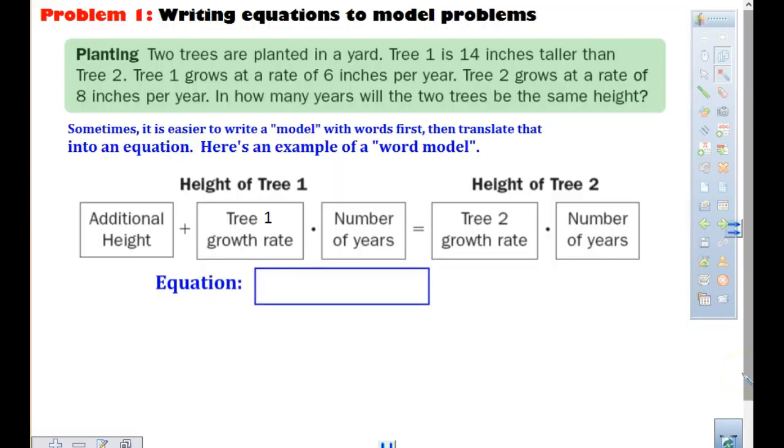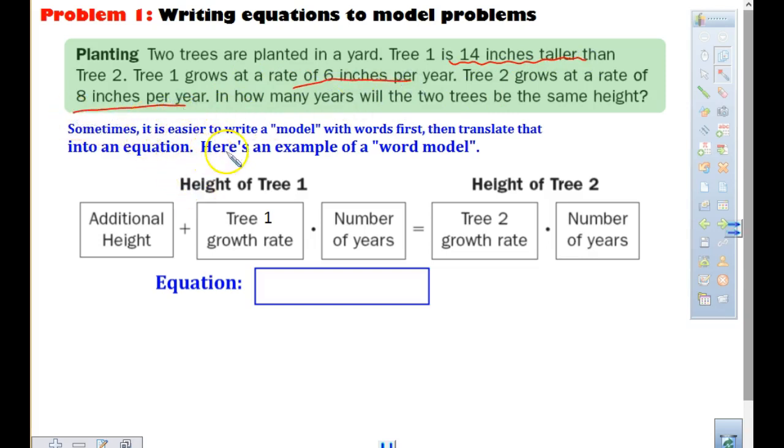So, we're going to look at this situation on the top of the next page. Zach, would you do me a favor and read about the trees for us, the planting? 2 trees are planted in a yard. Tree 1 is 14 inches taller than tree 2. Tree 1 grows at a rate of 6 inches per year. Tree 2 grows at a rate of 8 inches per year. In how many years will the 2 trees be the same?